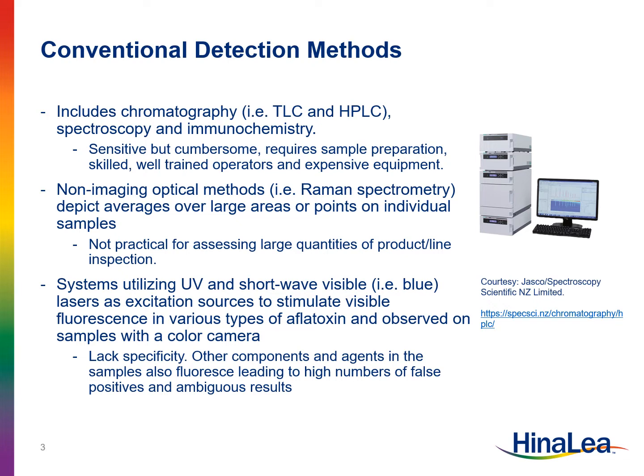Recently, systems have been introduced utilizing UV and blue lasers as excitation sources to stimulate visible fluorescence in various types of aflatoxin, which can be seen with a color camera. Unfortunately, these approaches lack specificity because other components and agents in the samples also fluoresce, leading to high numbers of false positives and ambiguous results.